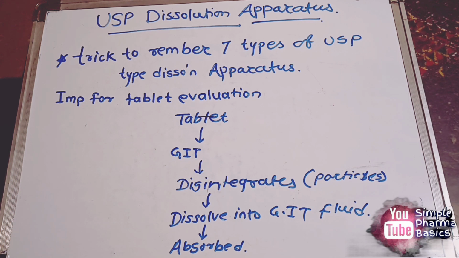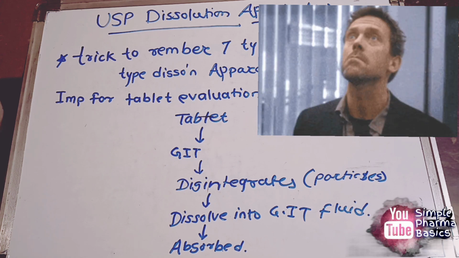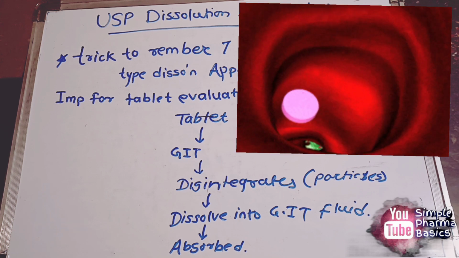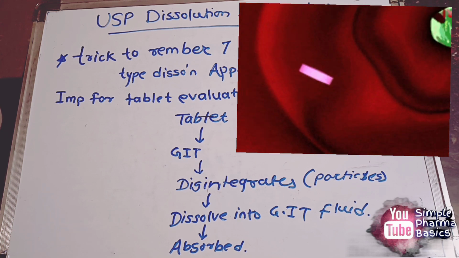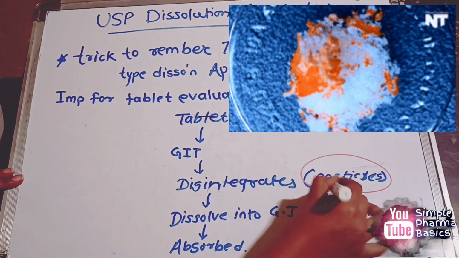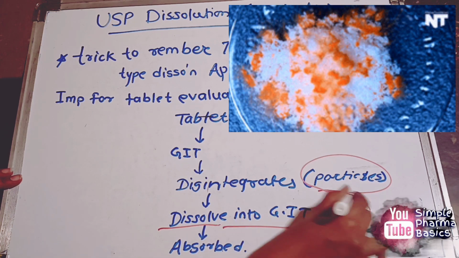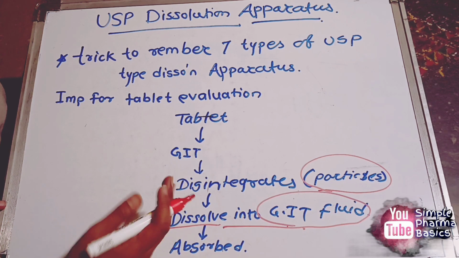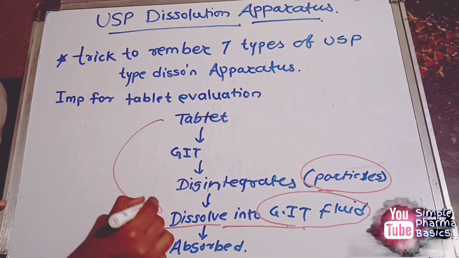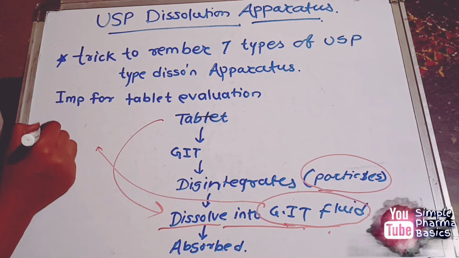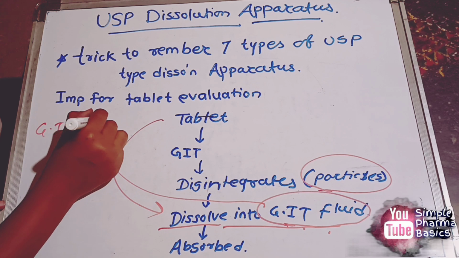Whenever any person takes a tablet, it goes into the GIT, that is the gastrointestinal tract, and after going there it gets disintegrated into small particles or small granules, and after that it gets dissolved into the GIT fluid, that is the gastrointestinal fluid present in our GIT. That means the drug which was present in the tablet gets dissolved into the GIT fluid, and after it gets dissolved it reaches the gastrointestinal membrane.